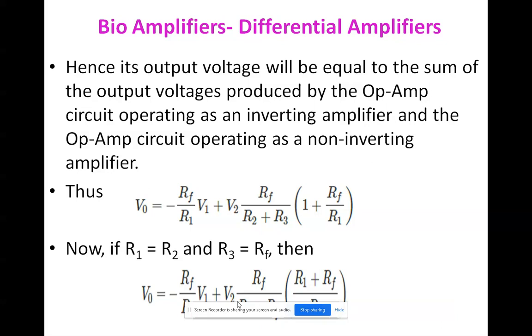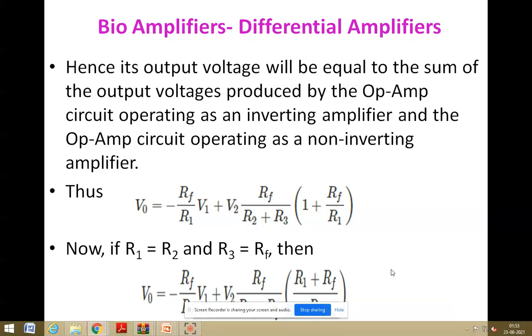I think you all learned about the differential amplifier and operational amplifier in LIC, linear integrated circuits. So this is the inverting and non-inverting amplifier output. You are going to consider R2 as R1 and R3 as RF. So here you are going to replace R3 with RF.